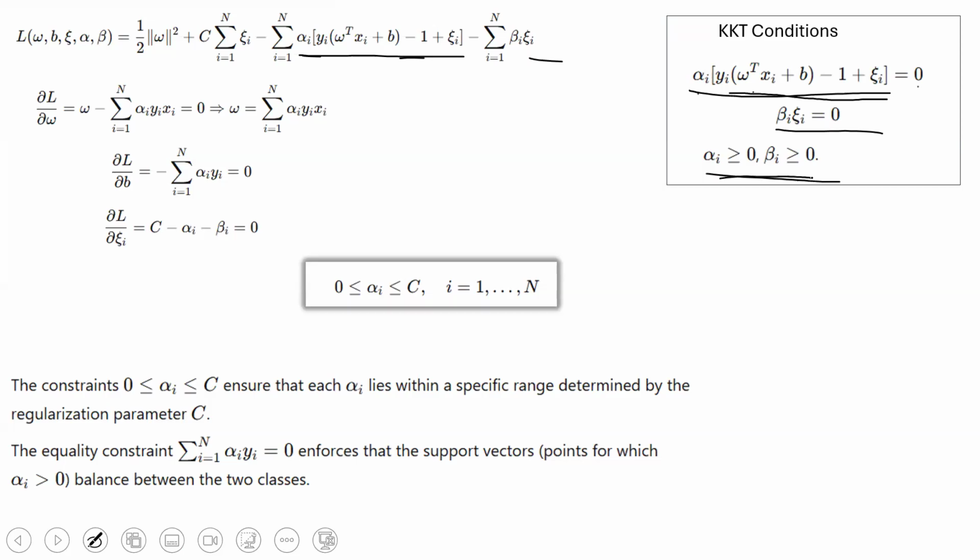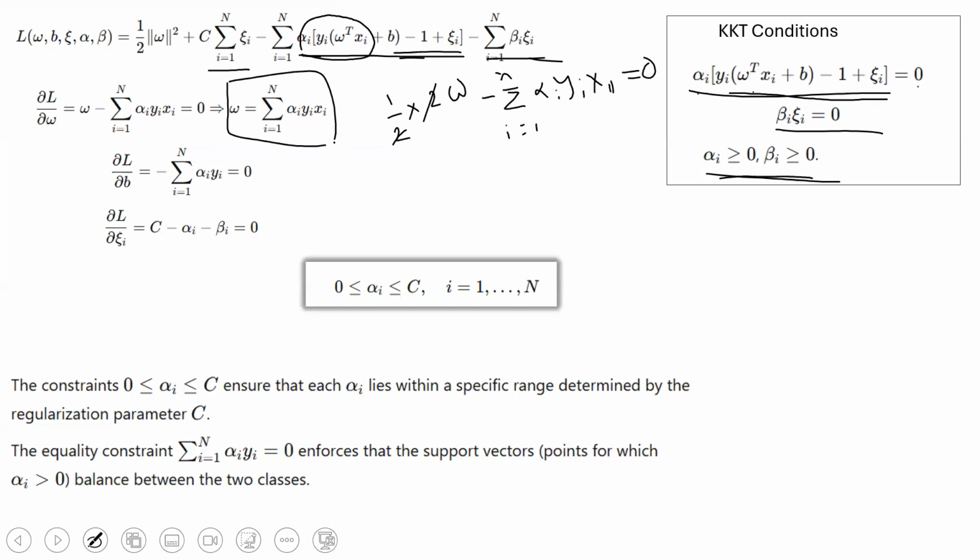Now, if you derive this with respect to W, what will that become? When you derive this with W, this becomes 1 by 2 into 2W. It's simple. 1 by 2 into dW. Again, there is no W here, it becomes 0. Here, there is a W in this term, so that becomes minus sigma i equal to 1 to N alpha i yi xi. There is no W term here, so this becomes equal to 0. 2 and 2 will get cancelled. So W equals minus sigma i equal to 1 to N alpha i yi xi.